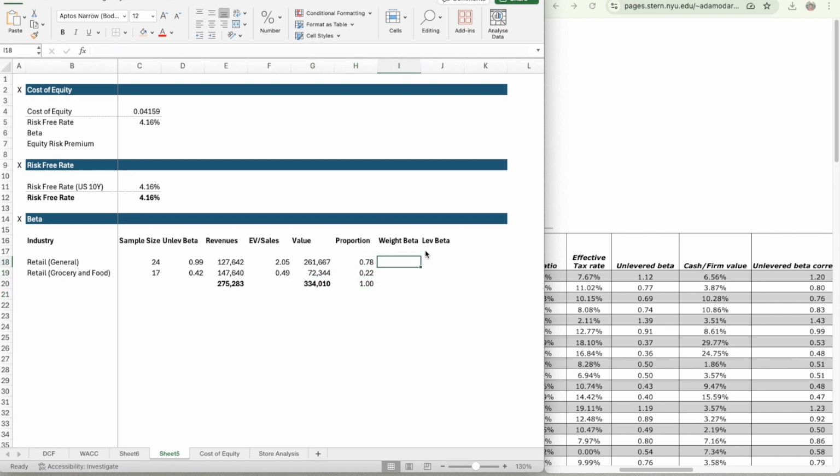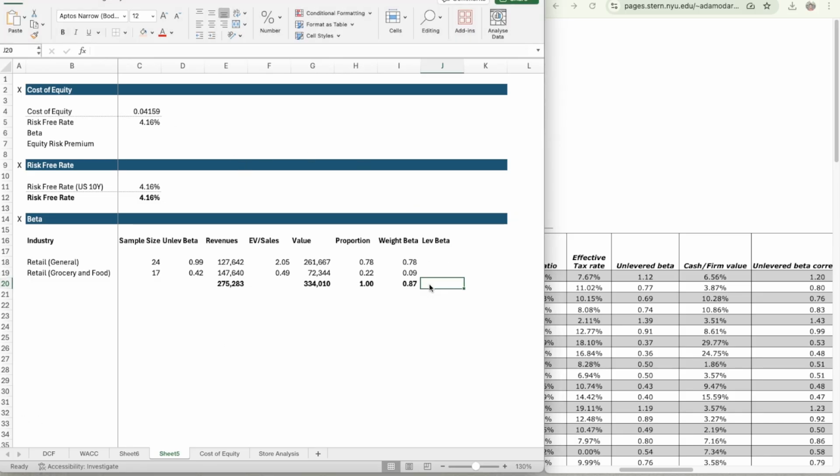And then for the weighted beta, we go unlevered beta multiplied by the proportion. And that gives us, I mean, the unlevered beta is nearly 1 anyway, so it's not going to be too far off what the proportion is. And we do the same for retail, grocery, and food. And there we have it. The beta, when we sum, is 0.87.